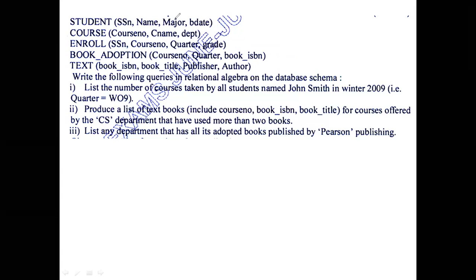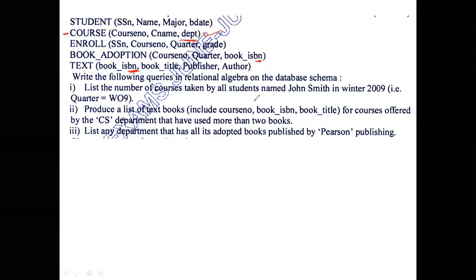So in which table will we get this particular information? Department information is present in the course table, where we'll have department, and then we need the book adoption table. In the book adoption table, we have course number and the book ISBN, and then book ISBN can be linked with textbook. So three tables are required here, but what matters is the second condition, more than two books. When we want to apply this condition, we need to be careful.